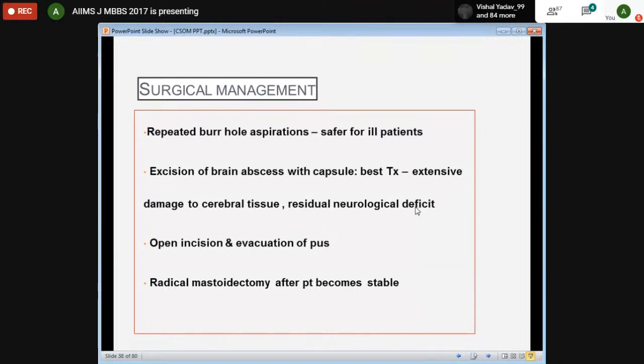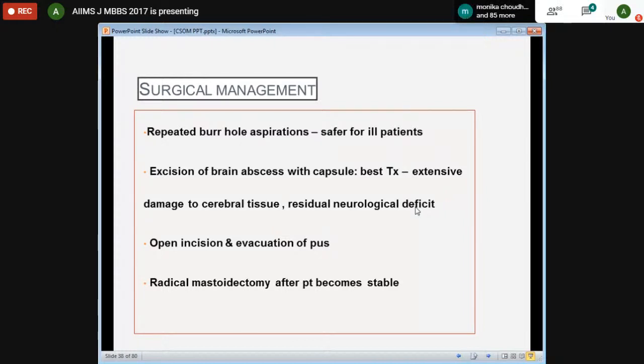If there is an abscess in the brain, it is up to the neurosurgeon how they do it. Usually they do it by burr hole. They make a small hole over the cranium and take out the pus. Excision of the brain abscess capsule is the best treatment, but it leads to extensive damage to the tissue as well as neurological deficit.